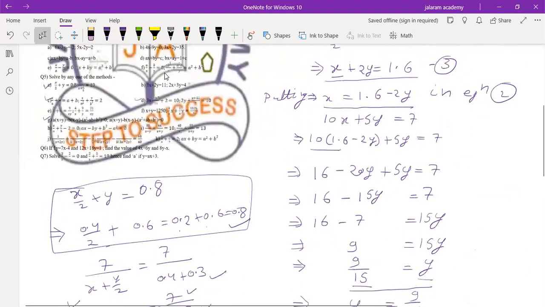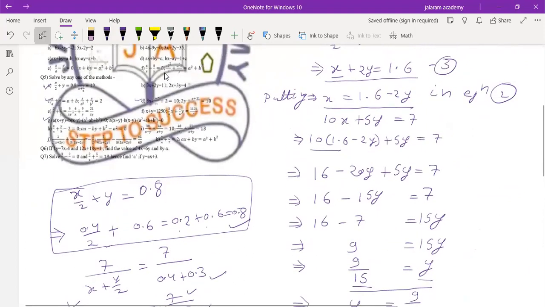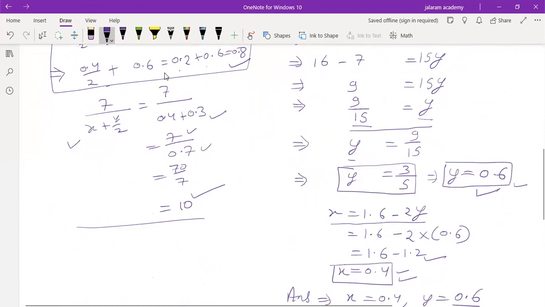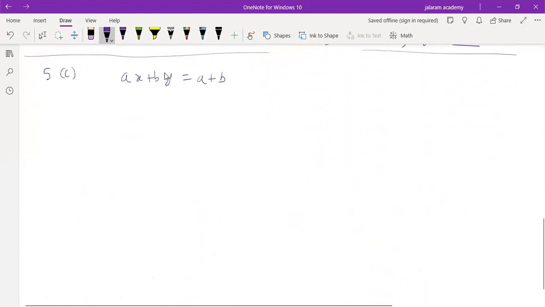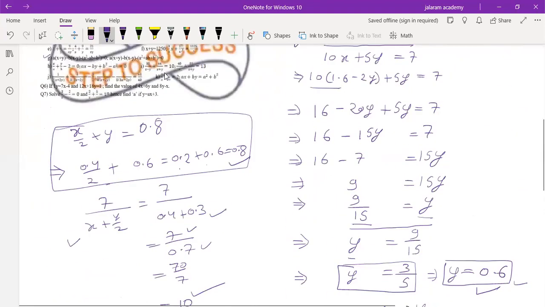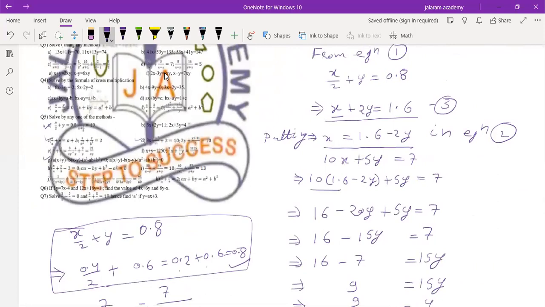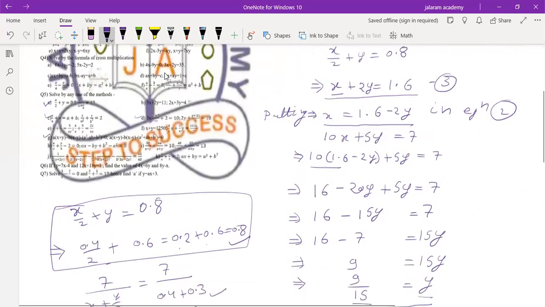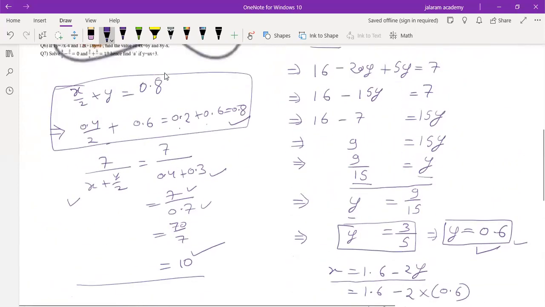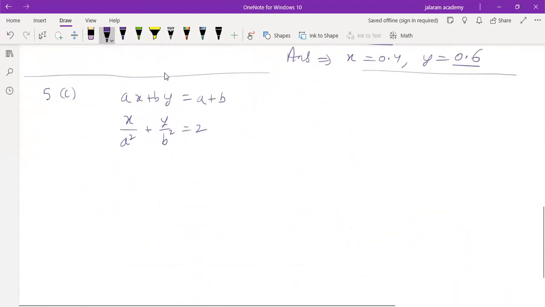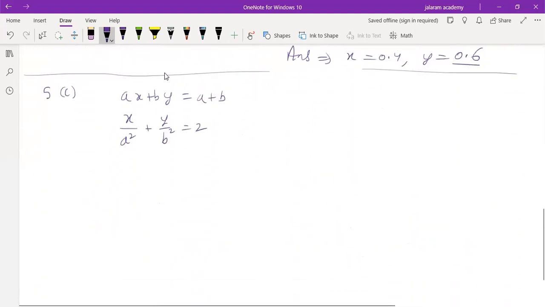The second part is x by a square plus y by b square equals 2. Cross check it. x by a plus y by b equals a plus b. x by a square plus y by b square equals 2. So this is the first equation.